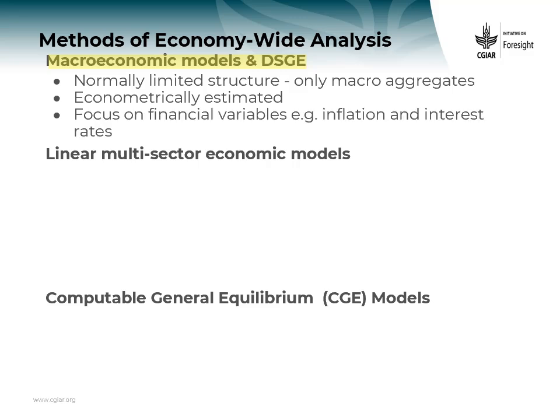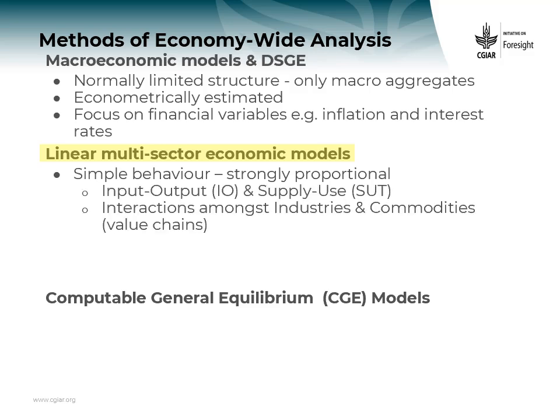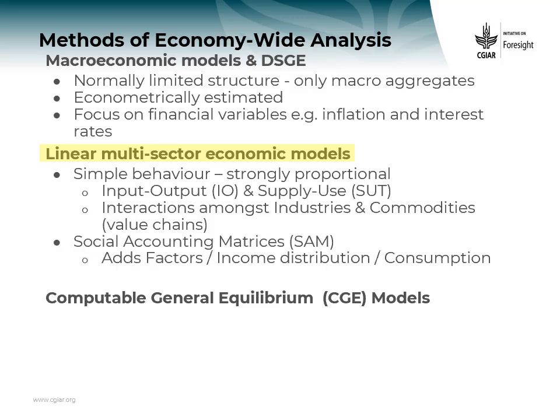Linear multi-sector economic models offer more detail, in particular in terms of economic structure and linkages. But the behavior that is assumed is linear, or very simple. They can be set up in Excel. Some examples in this method category include input-output and supply-use models, which model the interactions amongst industries and commodities, and social accounting matrices, or SAM for short, which look at adding factors, income distribution, and commodities. The models based on them are often referred to as multiplier models, and are useful for rapid deployment, where shocks are relatively small. The impact of a shock typically moves in one direction. If the shock is positive, the impact will be positive, or the other way around.